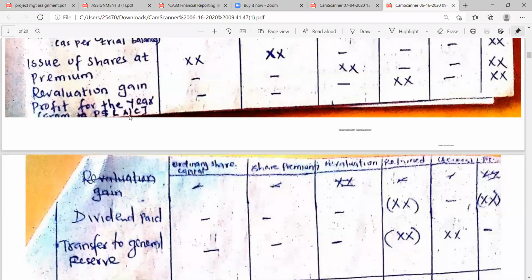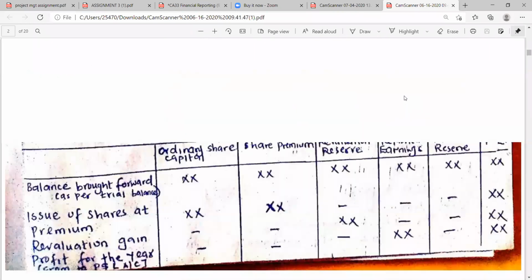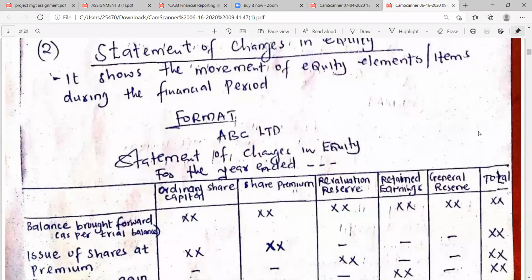Profit for the year is from the P&L, from the income statement we have already done. That is the profit after tax. So this profit for the year, the profit after tax, goes to the retained earnings column. You can see here where we have recorded it, it is under the retained earnings column.